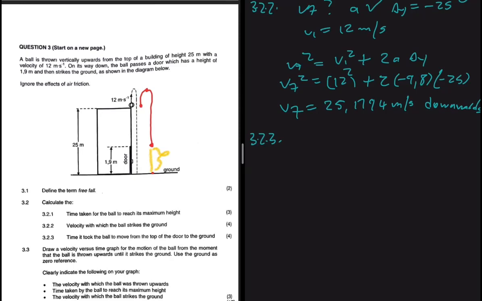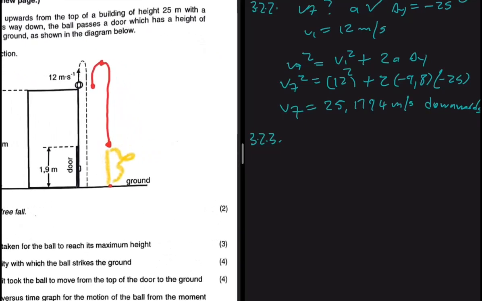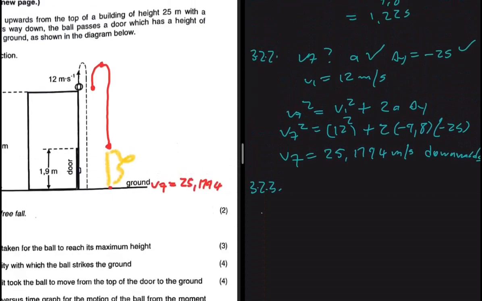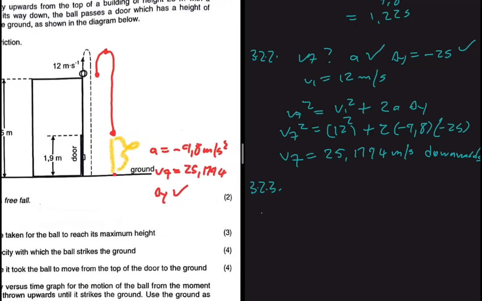So now let's fill in the information we have and see how we can solve this problem, right? Here we have a VF, which is equal to 25.1794, right? And here we also know the acceleration. The acceleration is obviously minus 9.8 meters per second squared, right? And then we have delta y. We know the height of the door is 1.9 meters. So we have delta y, and then what are we looking for? We're looking for the time it takes. So we're looking for delta t.